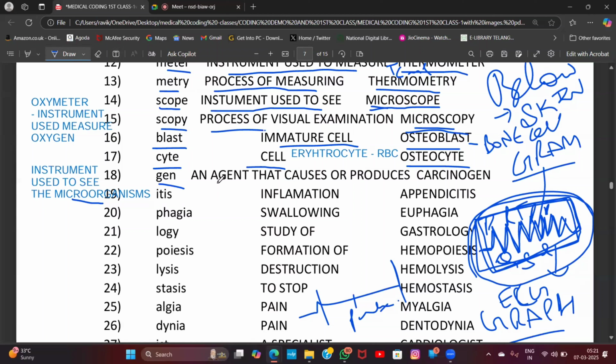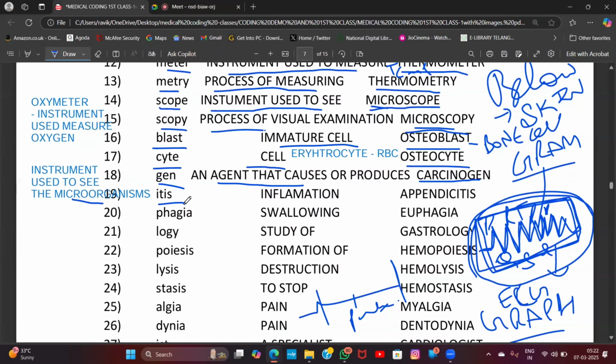Next one, gen. What is meant by gen? An agent that causes or produces. Carcinogen: the agent which causes cancer is called a carcinogen. Carcinogen means what? It causes cancer. The agents which cause cancer are called carcinogens. Allergens: the agent which causes allergy is called an allergen.